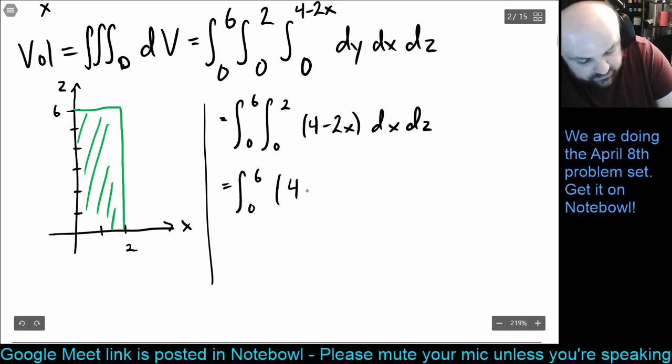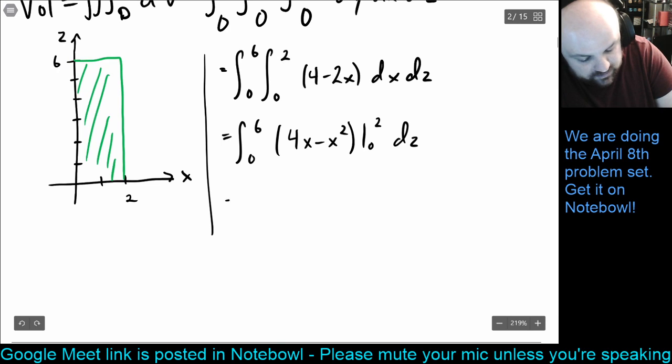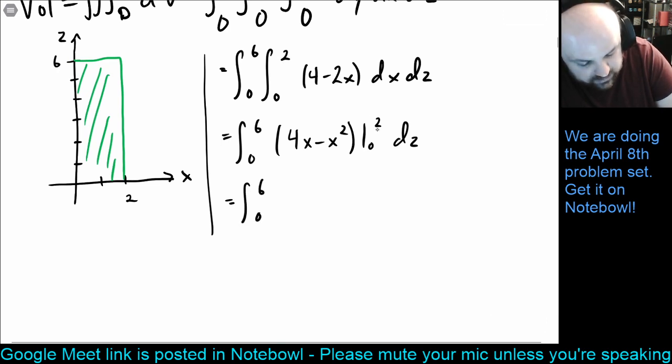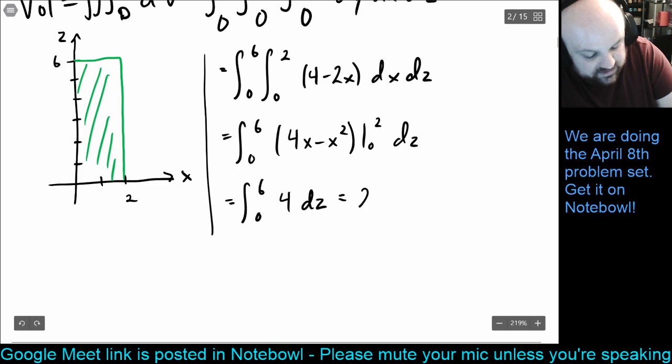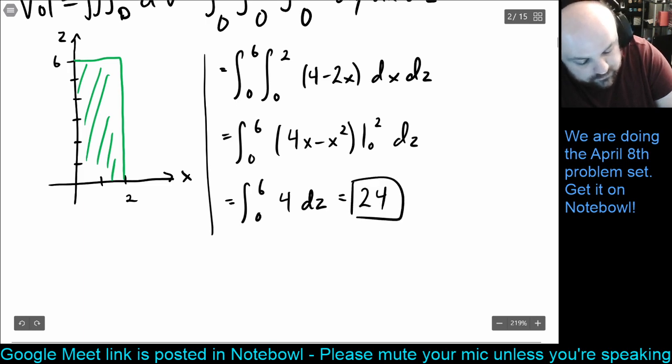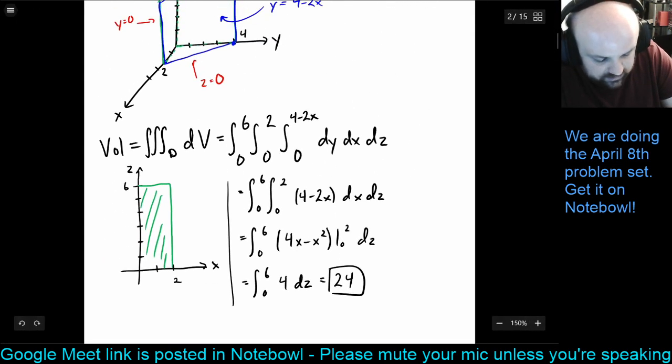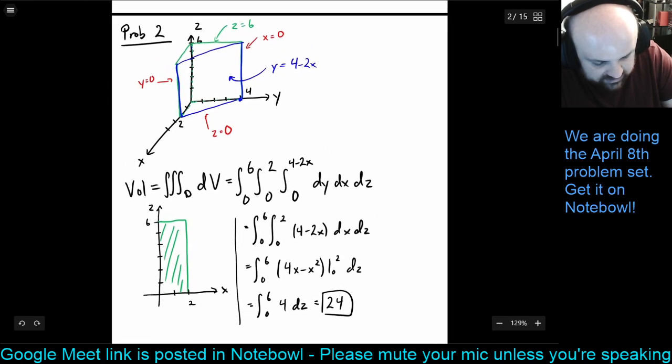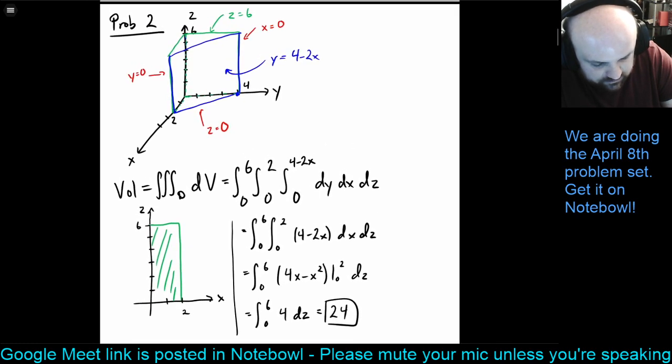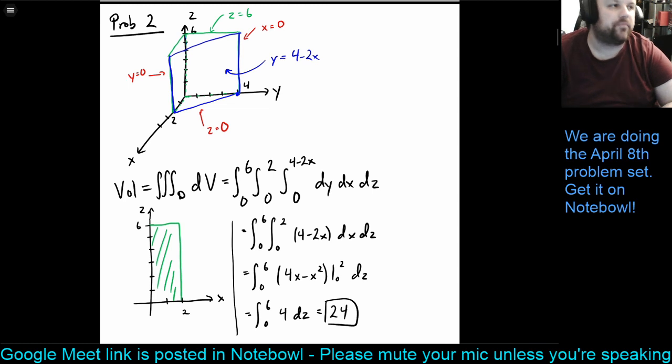Right. Do this integral. This is 4x minus x squared from 0 to 2 dz. So this is the integral from 0 to 6 of 8 minus 4, so 4 dz. And so this is going to be 24. Right. So that's all there really is to this one here. Right. Any questions at all about this one?